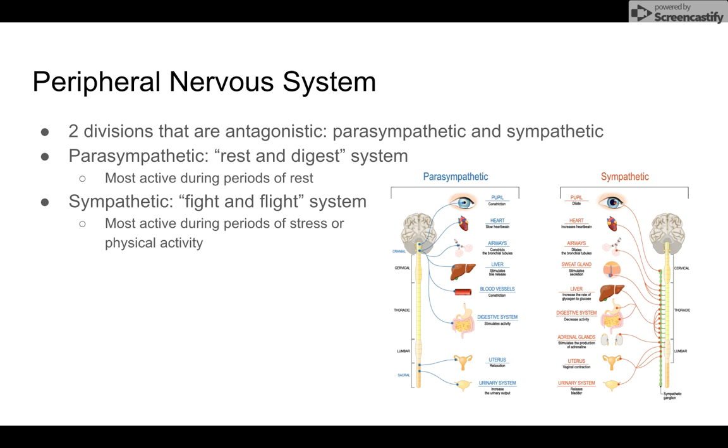Next, we'll talk about the peripheral nervous system in a little bit more depth. There are two divisions that are antagonistic to each other: the parasympathetic and the sympathetic. The parasympathetic is your rest and digest system, which is active during periods of rest and normal body activity. Next, you have your sympathetic system, which is your fight or flight response. This is most active during periods of high stress or physical activity.